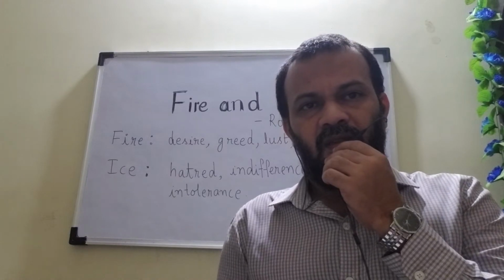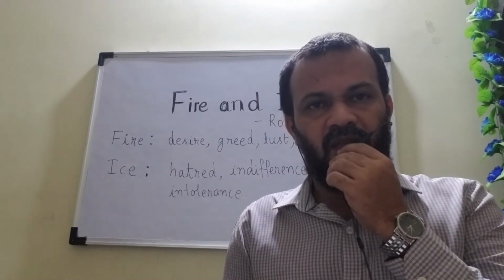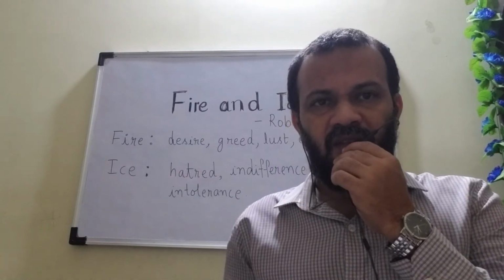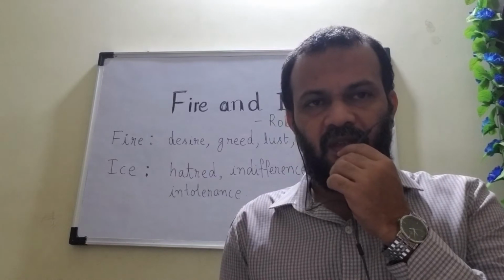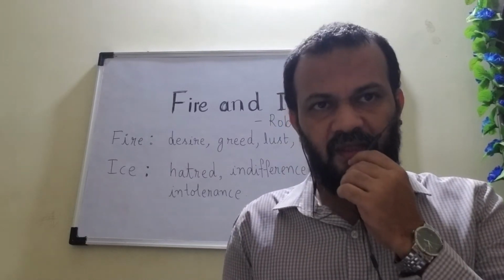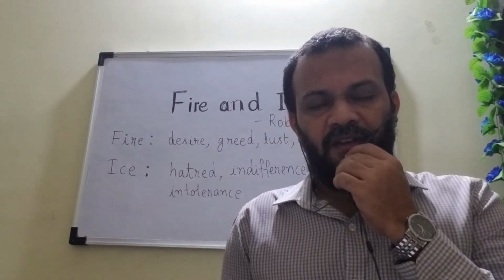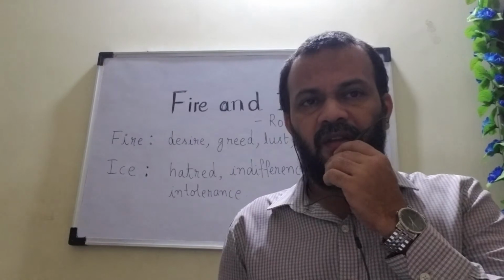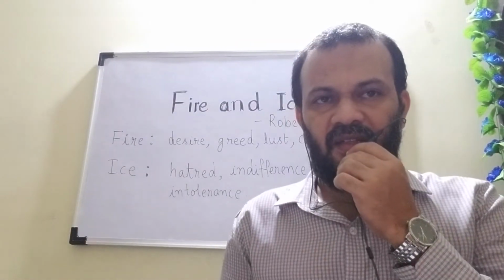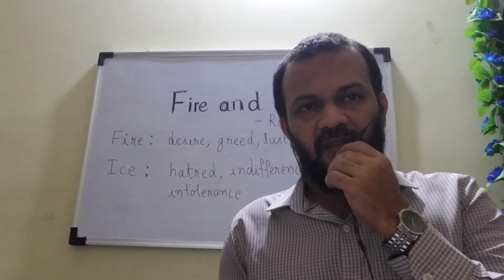Similarly, the poet has used another symbol in this poem called ice. Ice in this poem stands for hatred, insensitivity, intolerance, indifference, and coldness. These attributes or emotions of human beings are so dangerous and evil for mankind that they would tear apart humanity.